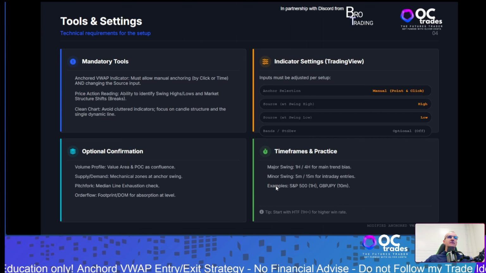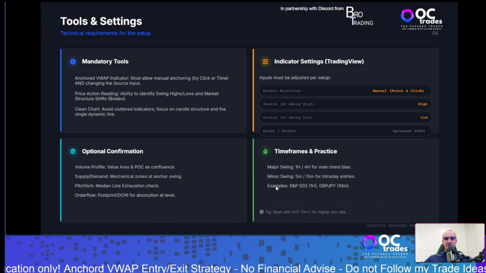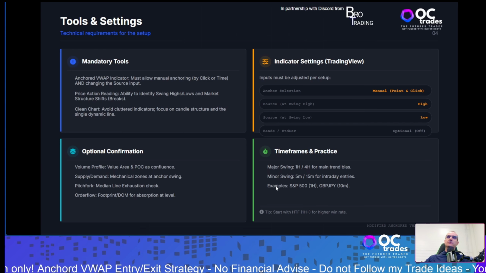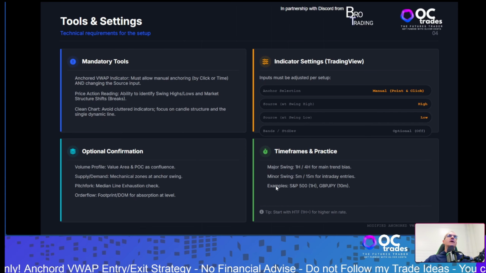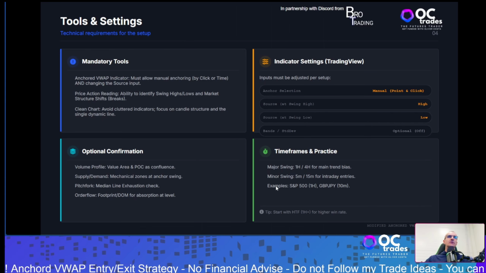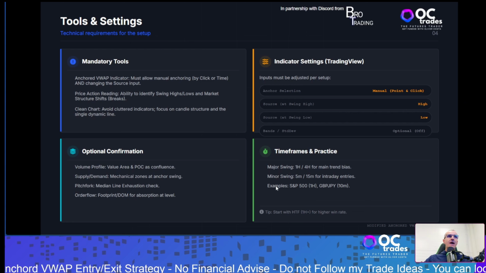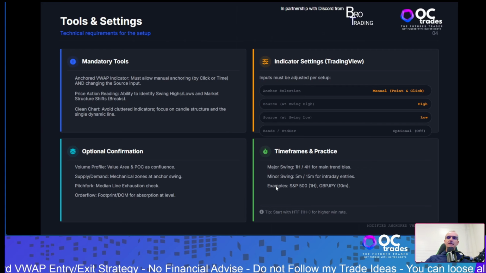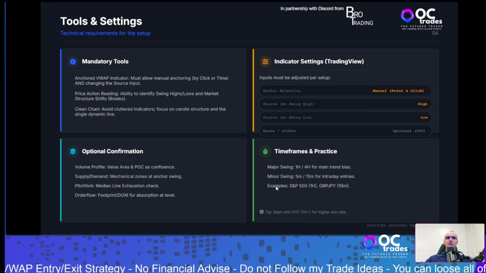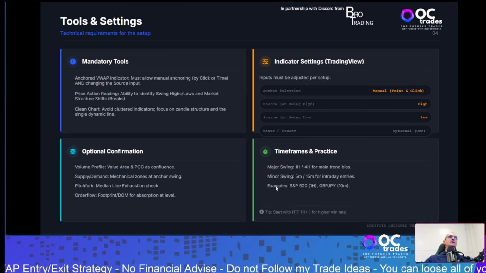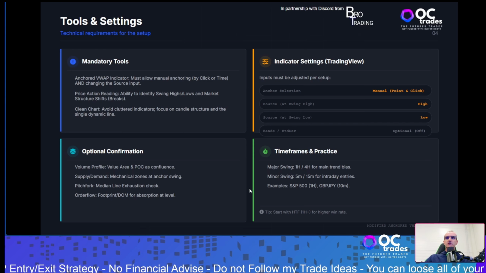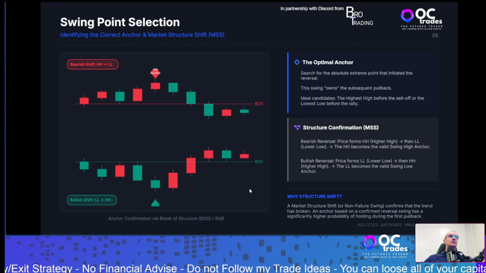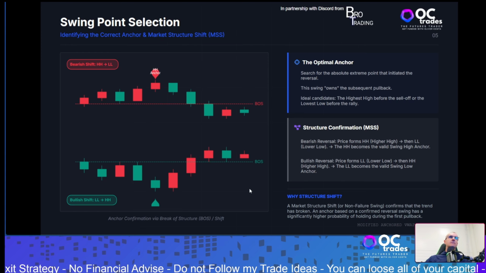The tools and settings, mandatory tools: you need a tool which can do anchored VWAP, and this is something deep charts cannot do at the moment. TradingView, ATAS, Motive Wave and most likely NinjaTrader can do this. And you need an EMA, which I need for an extra kind of confirmation. And ideally, you're using a footprint chart to get even more confirmations on that. And you can more or less do it on any futures. I've tested it on the NQ, on the ES, and I did it as well on gold futures. I will show this to you afterwards.